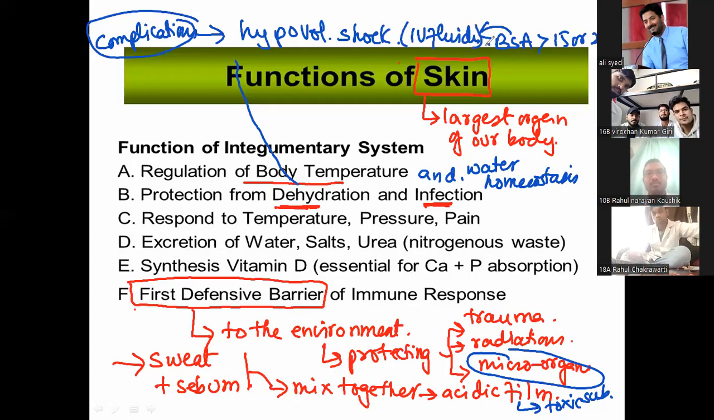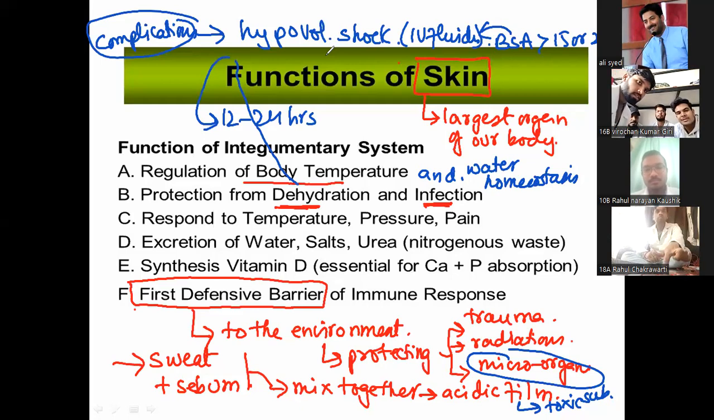Please remember, in the first 12 to 24 hours after the burn injury, when the patient's burn surface area is 15 or 20%, you must give him large amounts of IV fluids. Why are you giving large amounts of IV fluids? Because within 12 to 24 hours, the patient can develop hypovolemic shock. You don't want your patient to develop hypovolemic shock, so you must give large amounts of IV fluids. This is the first point which you must remember.